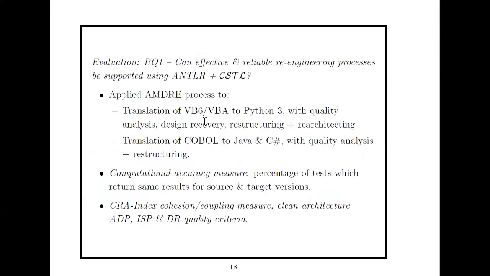For evaluation, as we said, we have two different case studies, one in VB6 to Python, and also COBOL. So for the first research question, can an effective and reliable engineering process be supported using ANTLR and CSTL? We have applied the agile model-driven reverse engineering process to, as I said, translation of VB6 to Python and COBOL to Java and C#. There are also computational accuracy measures we have applied to make sure of the percentage of tests which return the same results for source and target, which we are going to show shortly. And also we make sure that the clean architecture properties are maintained using index cohesion measure and CRA.